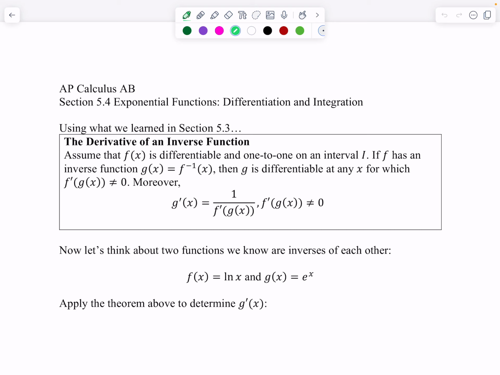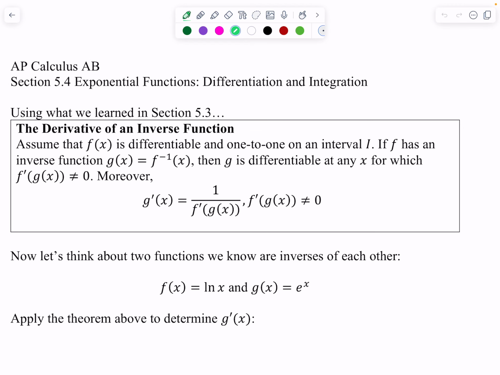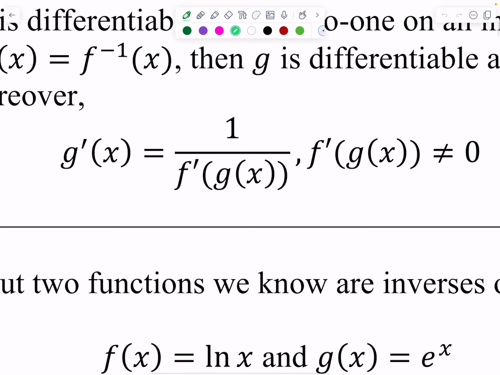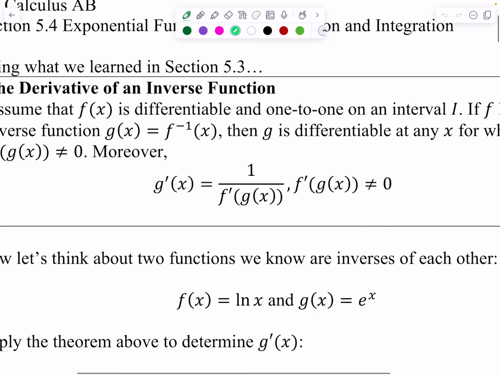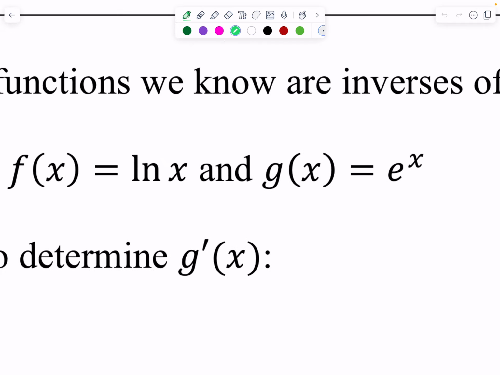So first of all, we remember this theorem that is about finding the derivative, or almost gives us a formula for finding the derivative of an inverse function, right? g prime is equal to 1 over f prime composed with g, as long as f prime of g of x is not equal to 0. So we're going to use that to help us find the derivative of g of x here.